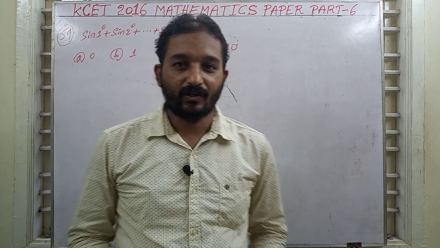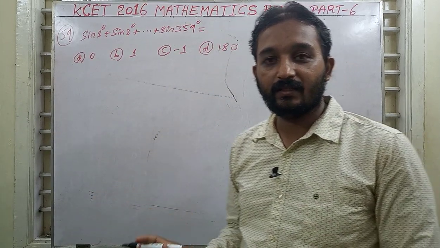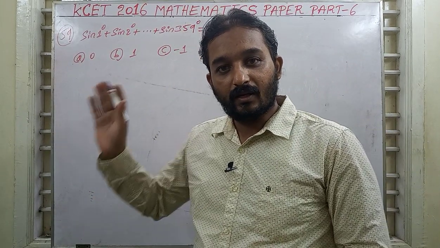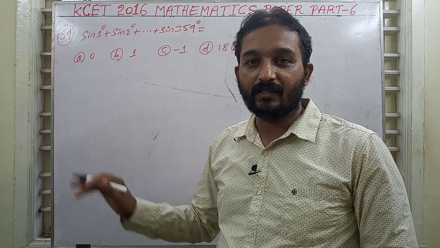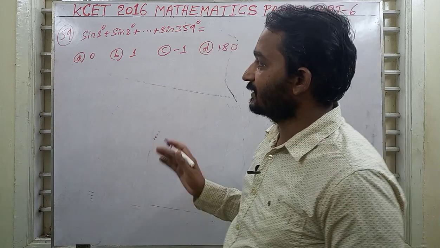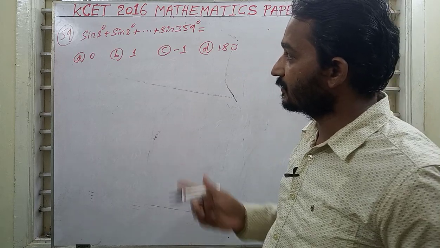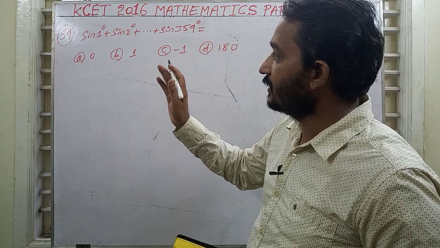So now let us move on to the next question, question number 59. This question is based on the chapter trigonometry. Usually they ask 1 or 2 questions on this chapter in KCET. So let us take, in this case, the second question. Let us see the question.